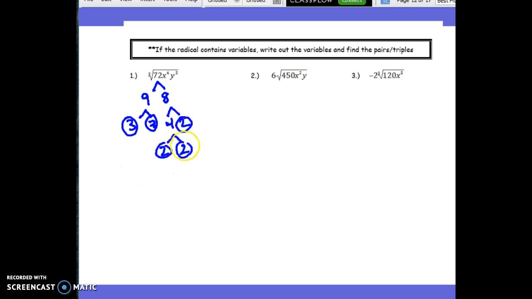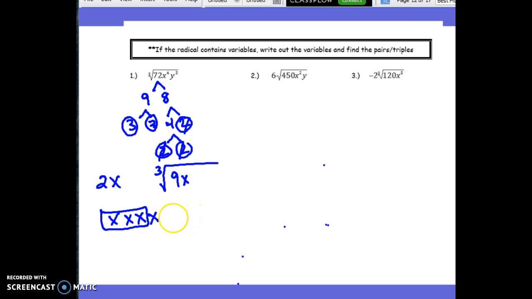If I look at that, I've got three 2's, so the 2 would go on the outside of the radical. My radical has a 3, and then I had two 3's left over, so inside we would have a 9. Now let's look at the variables. I've got x to the 4th power, so I'm looking for my triples. We've got 1 set of triples of x's with 1 left over, and then for my y, we've got 3, so we've got 1 set of triples and none left over.